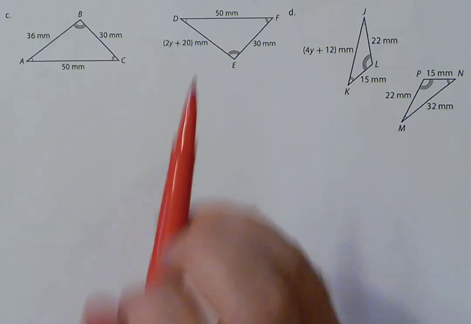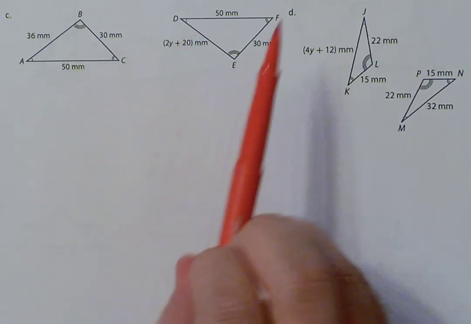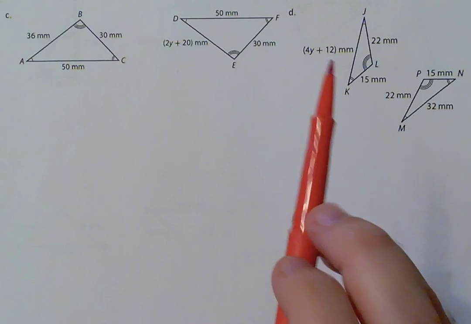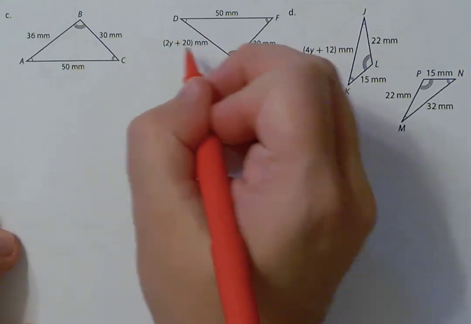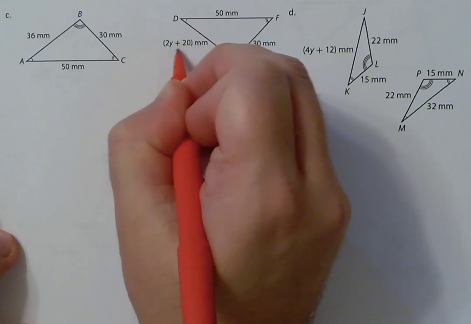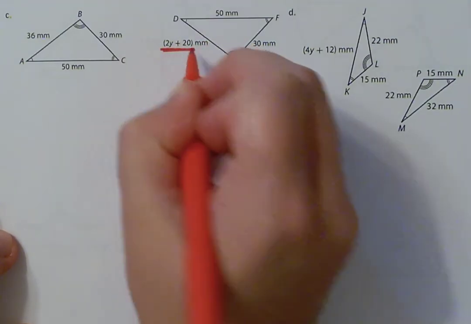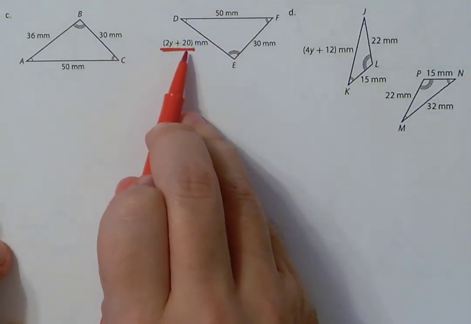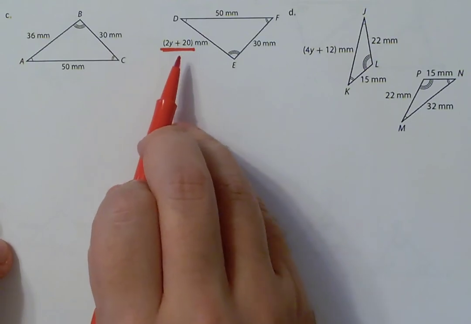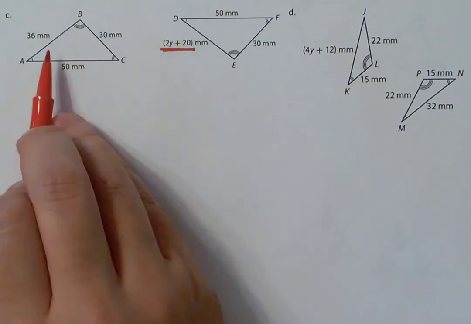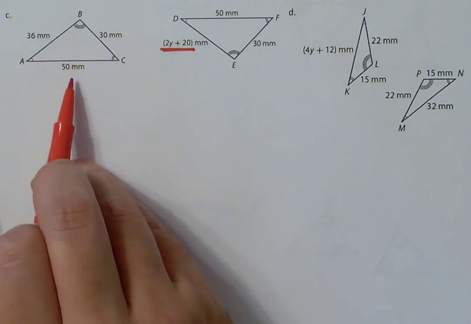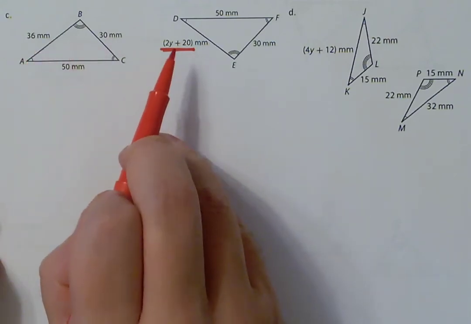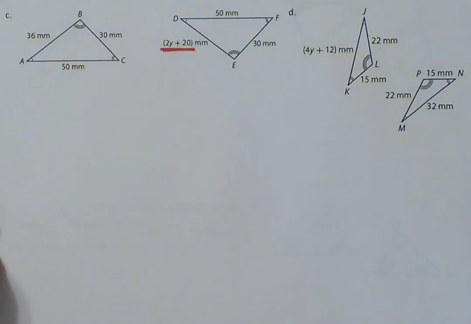All right, for C, my two triangles ABC and DEF, we have to go through and state if these are congruent. Well, my variable here is y, and it's 2y plus 20. So I need to figure out what side length this needs to match over here. So we have 36, 30, and 50. So we need to figure out which one equals this side length.